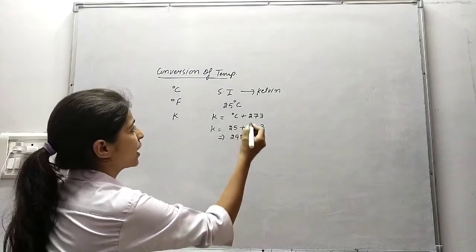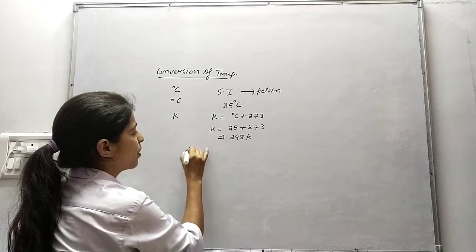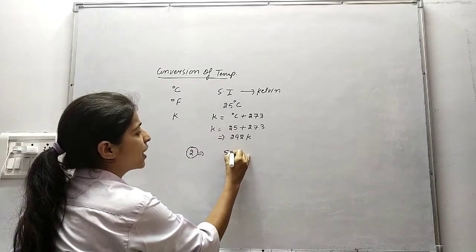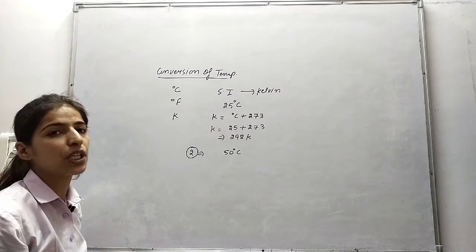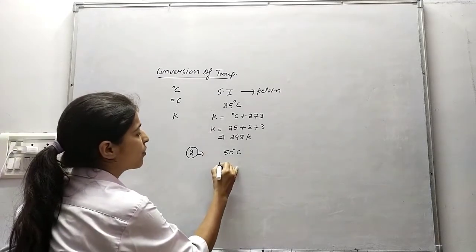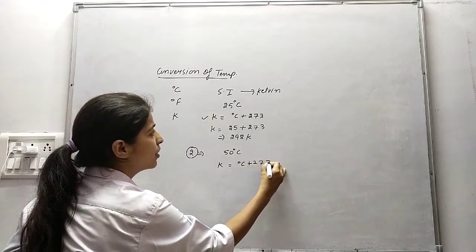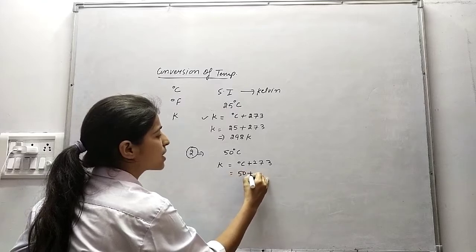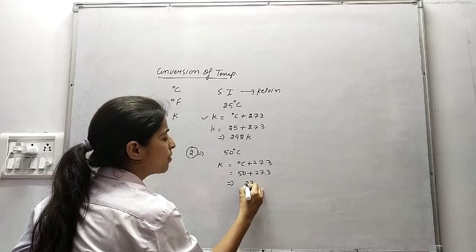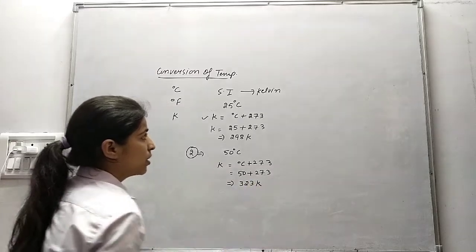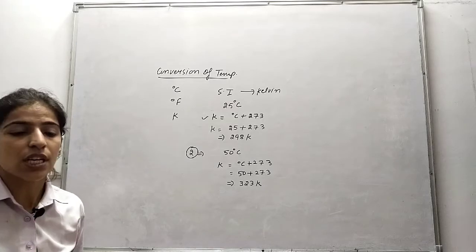Now, we can take one more example. The second example will be 50 degrees Celsius, and we have to convert it into Kelvin. We can convert by using this formula, by adding 273. It is 50 plus 273, it will become 323 Kelvin. By this method, we can convert degree Celsius into Kelvin.